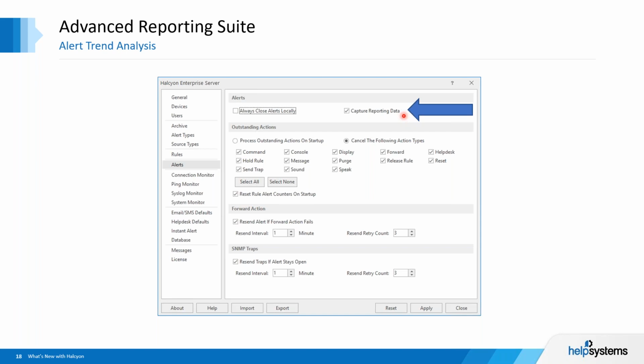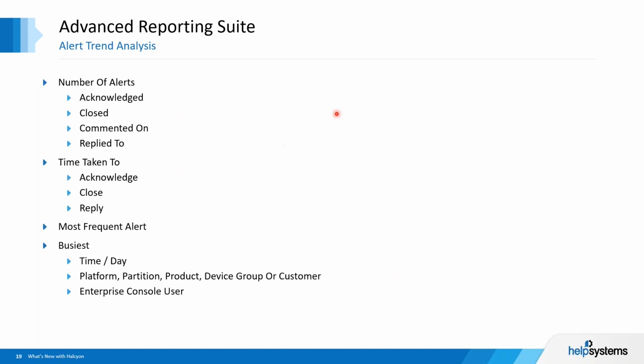But what people were asking for is some visibility into alerts. How long have they been open for? Who closed them? Those kind of things. So in the server options now, so this sits at the back of the enterprise console, there's now a button that says capture reporting data. And once you turn that on, these are the kind of things that you can report on.